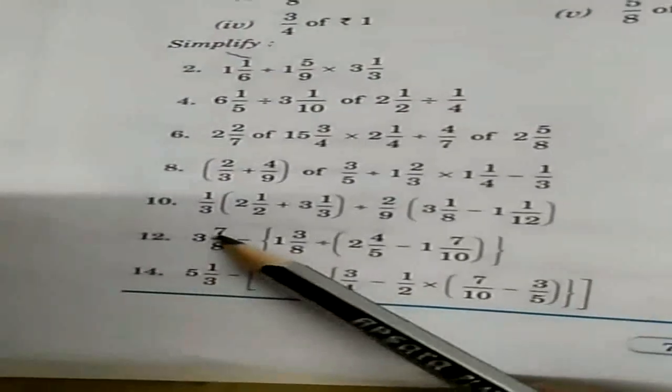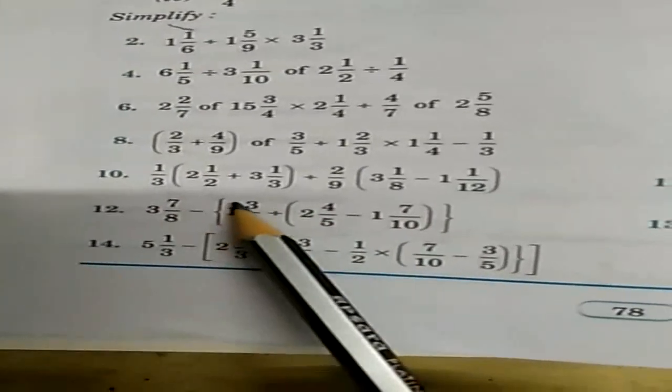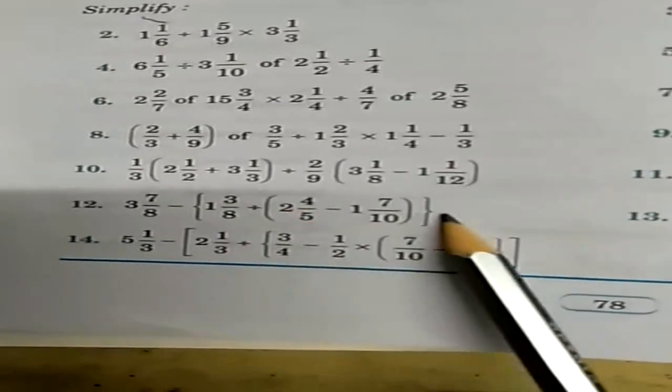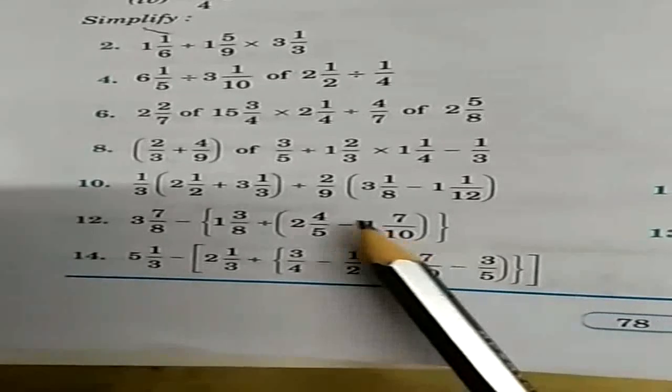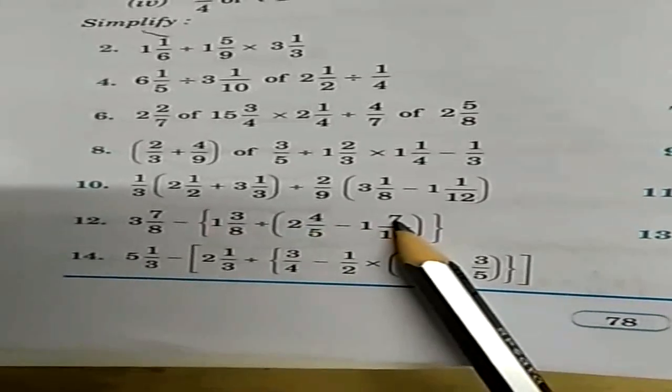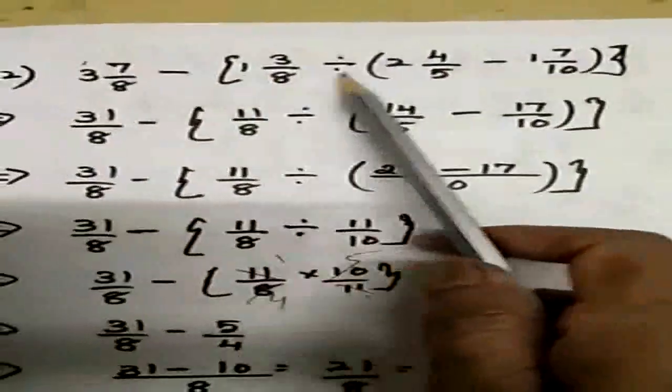Now I'm going to solve the 12th question. See the 12th question. In the 12th question, a curly bracket is there and an ordinary bracket is also there. Inside the curly bracket, an ordinary bracket is there. First we have to open these brackets. So I have done this. First you have to open the brackets.